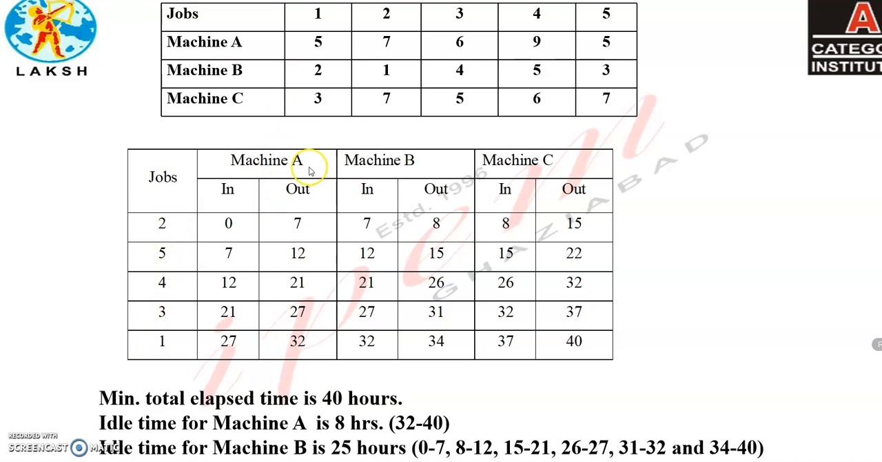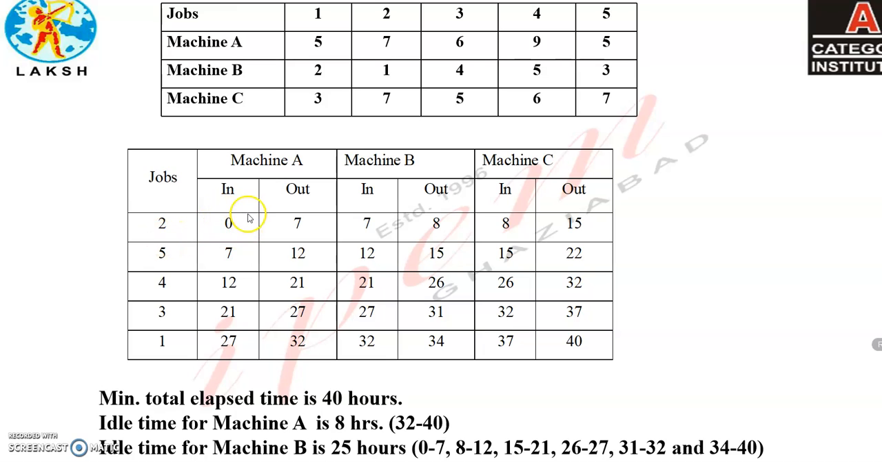So in machine A, now look carefully, in machine A, how much time is given for job 2? That is 7. But when we start the work, the initial time will always be equal to 0, right?